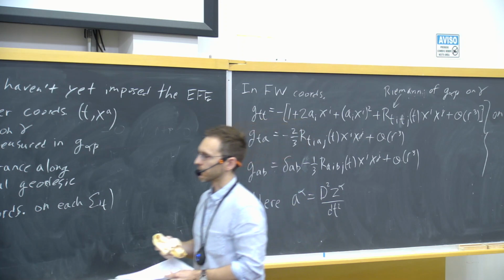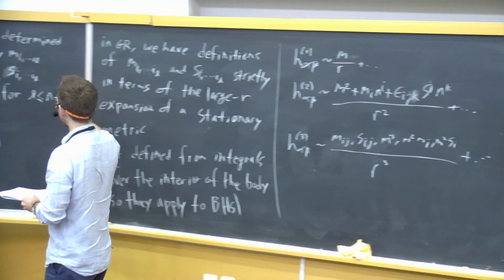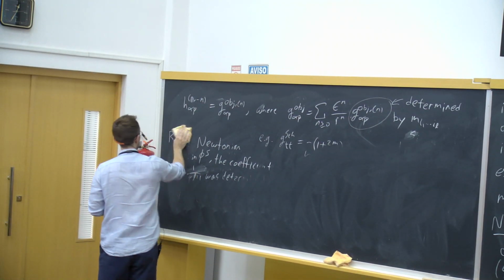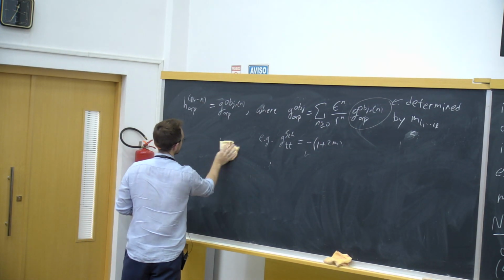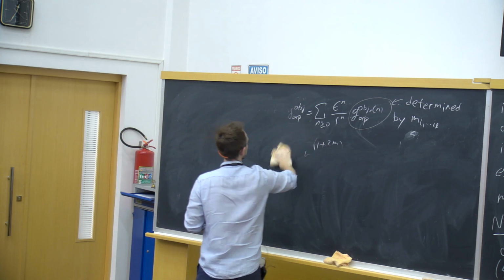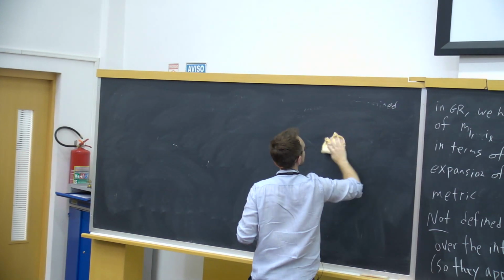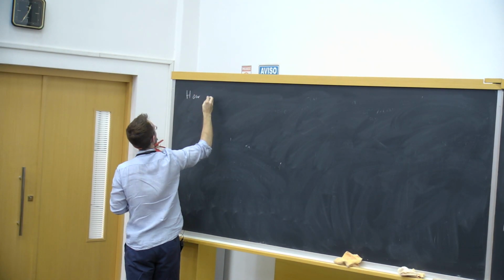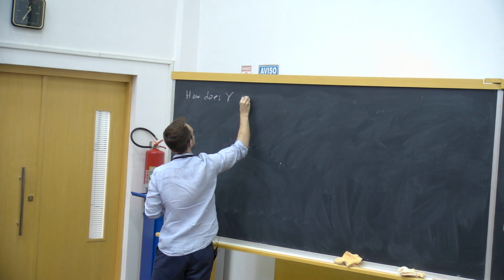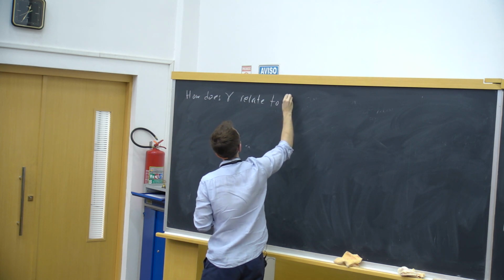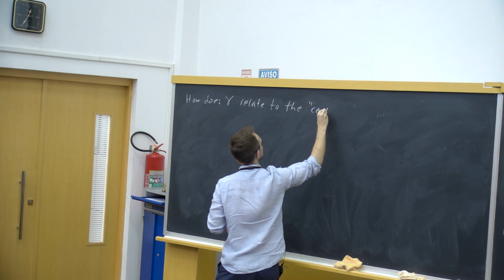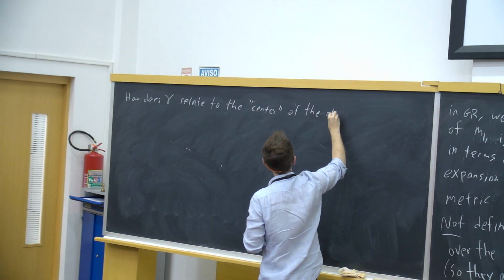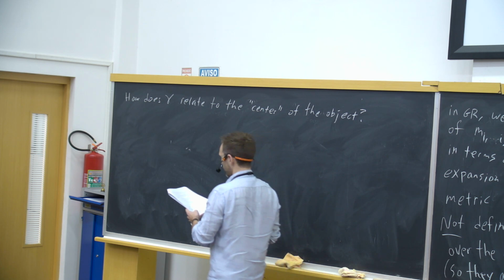But where does this world line actually live? Because I've said that near the small object, we want to use the inner expansion rather than the outer expansion. And if it's a black hole, for example, you won't actually have a world line inside of it. So the question is, how does gamma relate to some center of the small object? And we can illustrate that with a picture.